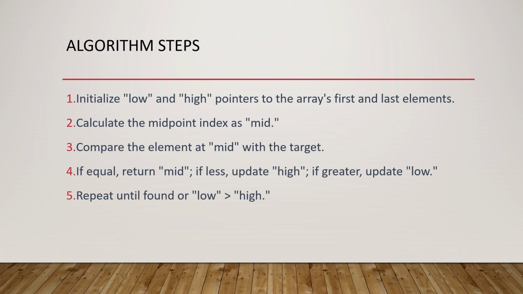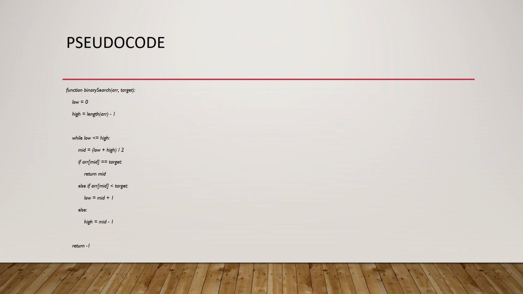Step number 4, repeat. Repeat steps 2 and 3 until one of the below two conditions is met. Either the target element is found, that is array[mid] is equal to the target, or the low pointer becomes greater than the high pointer, indicating that the search interval is empty and the target element is not in the array. Now let's look at the pseudocode of the binary search algorithm.